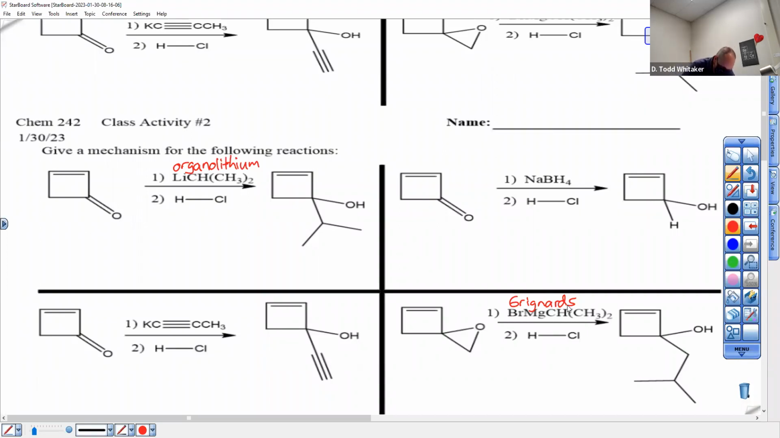And we also learned that acetylides in chapter 7 are nucleophiles. That's the first exposure you had then. And here the nucleophile is doing the same as an organolithium or a Grignard would.